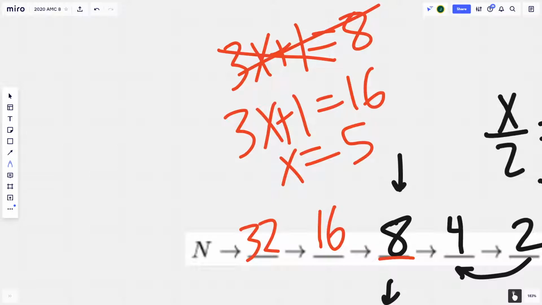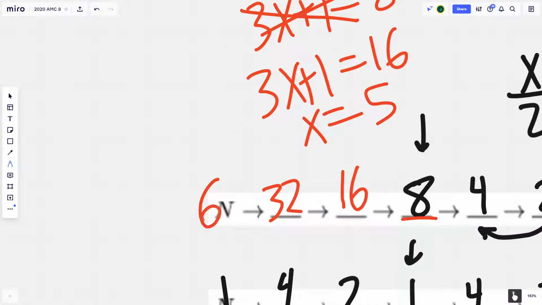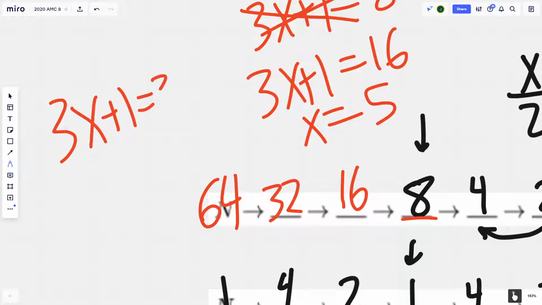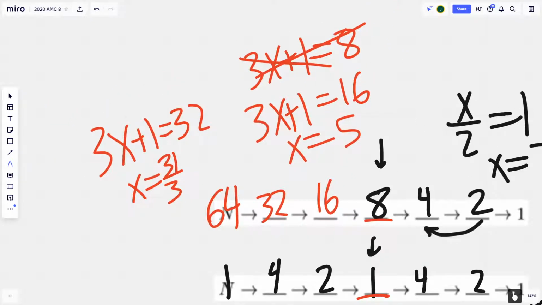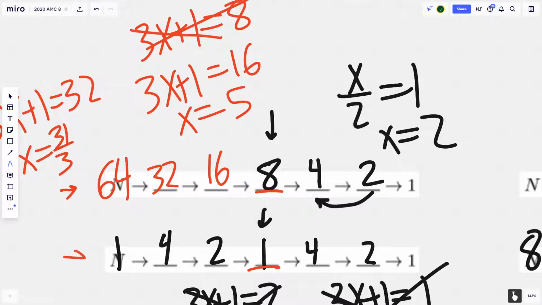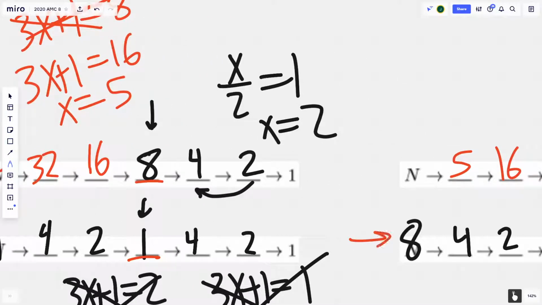So n equals 64 is a possibility, just double 32. But what if we had 3x plus 1 is equal to 32 instead? Well, this does not have a solution that's a positive integer, because what we'd end up with is x is equal to 31 over 3, and that's not an integer. So we know that this sequence right here, there's only one that starts like this.